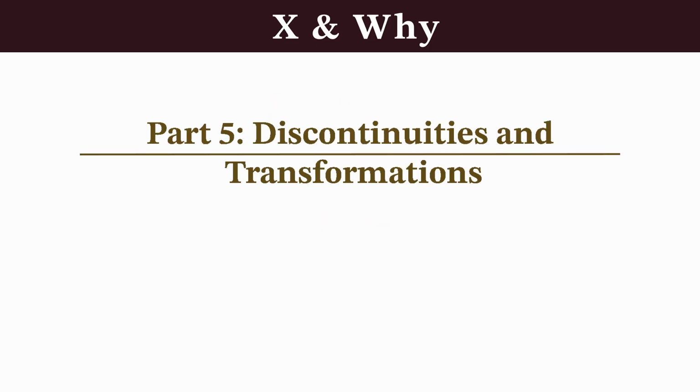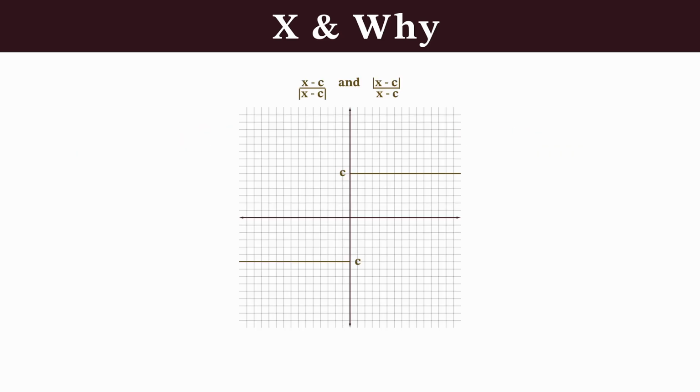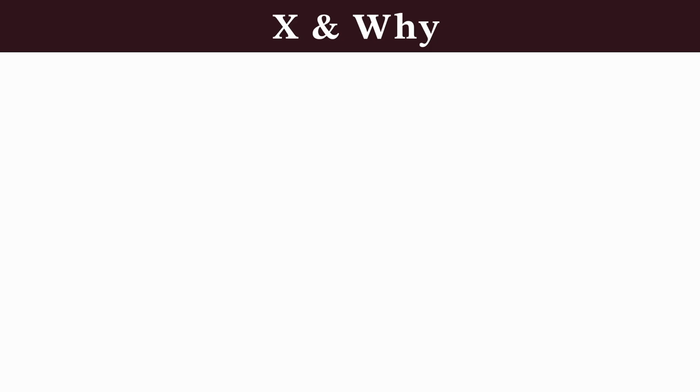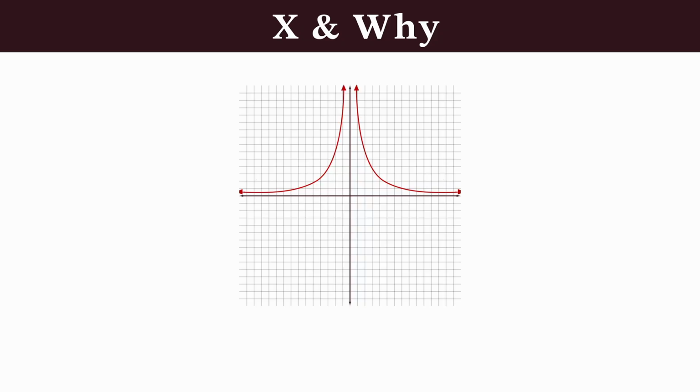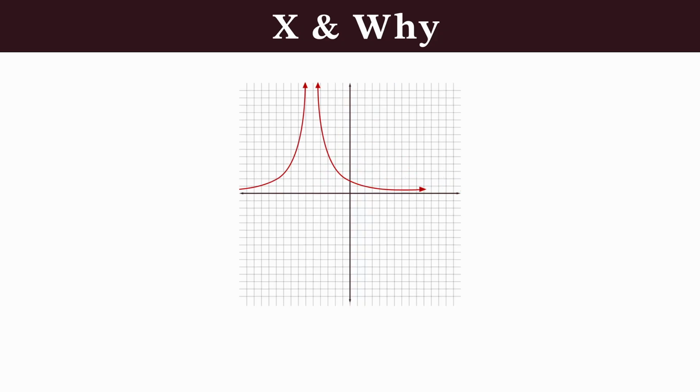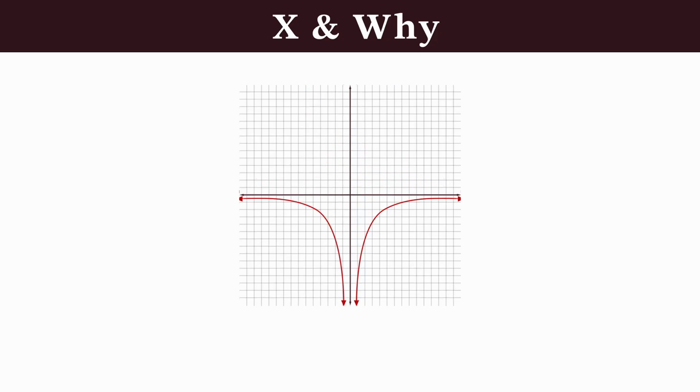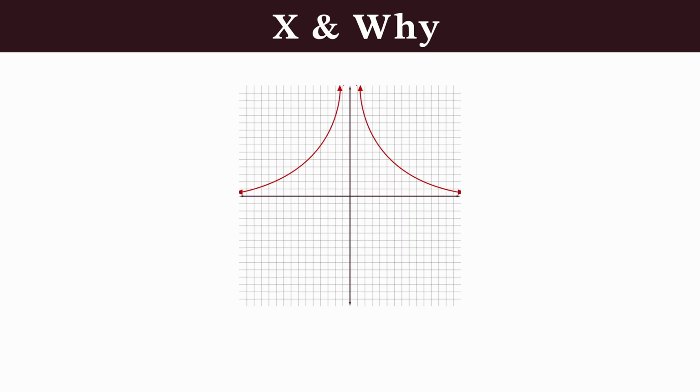Part 5. Discontinuities and Transformations. Functions like absolute value x minus c over x minus c, or x minus c over absolute value of x minus c, show sharp discontinuities at x equals c. It is important to understand how transformations affect discontinuities. Shifts move discontinuities, but don't remove them. Reflections flip the behavior of discontinuities. Scaling changes the size of discontinuities, but not the location.